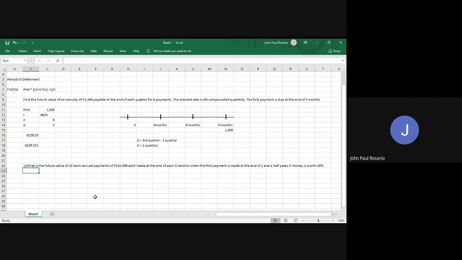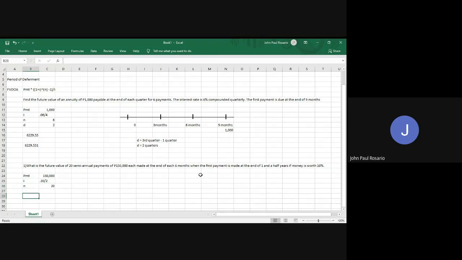So what is the future value of 20 semi-annual payments of 150,000 each made at the end of each 6 months when the first payment is made at the end of 1.5 years if money is worth 10%? Okay, so payment. Again, when it comes to future value, we can ignore D. So payment is 150,000. I is equal to, what is I? 6 months. So that's 0.10 over 2, because it is 6 months, so that's semi-annual. And N is 20.